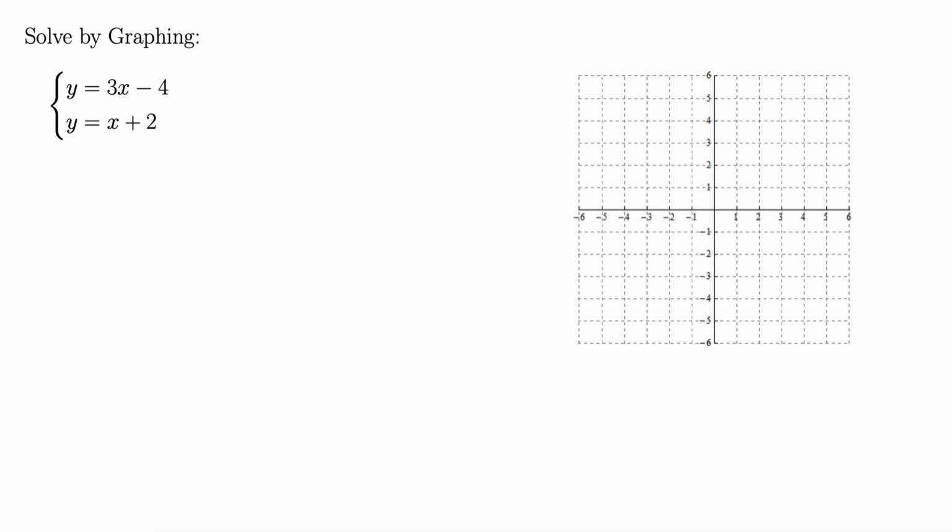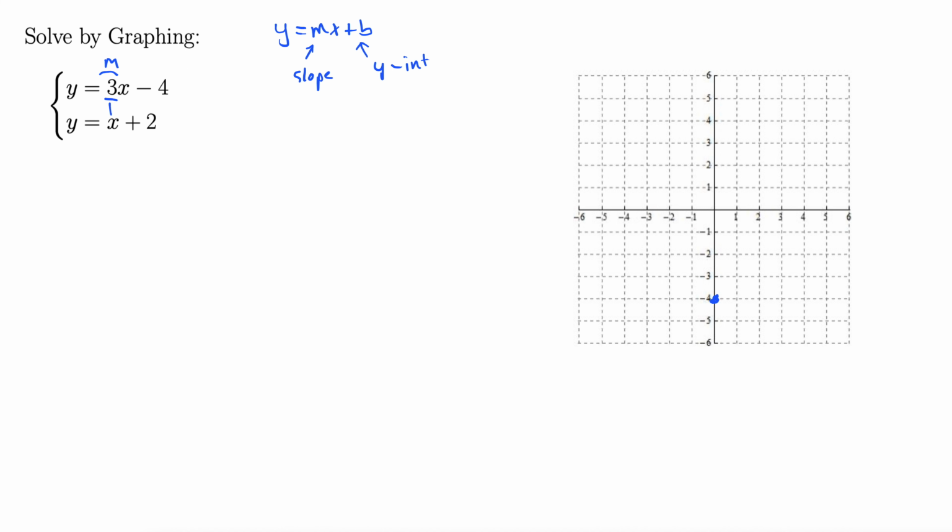So let's see. Here we have y equals 3x minus 4 and y equals x plus 2. Both of these are lines, so we'll plot both of the lines and see where they cross. So here's our slope. So really it's 3 over 1. Remember, this is y equals mx plus b form, and this m here is the slope, and of course b is the y-intercept. So we have a y-intercept of -4 here, and our slope is 3 over 1.